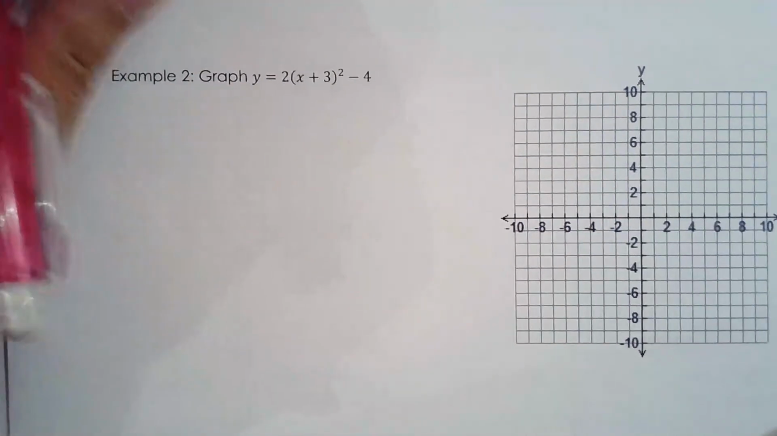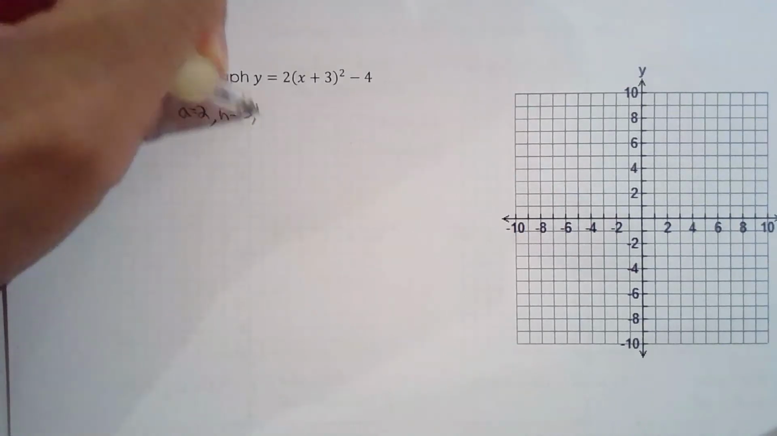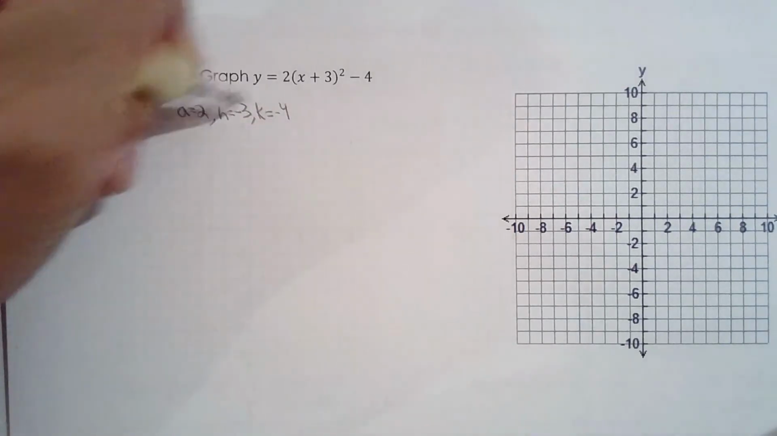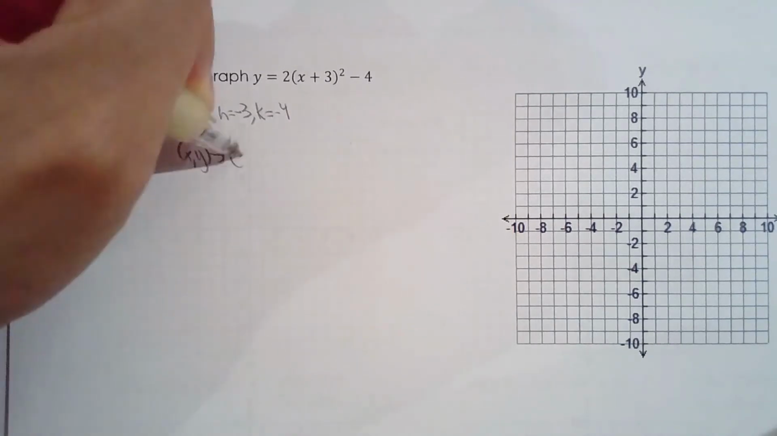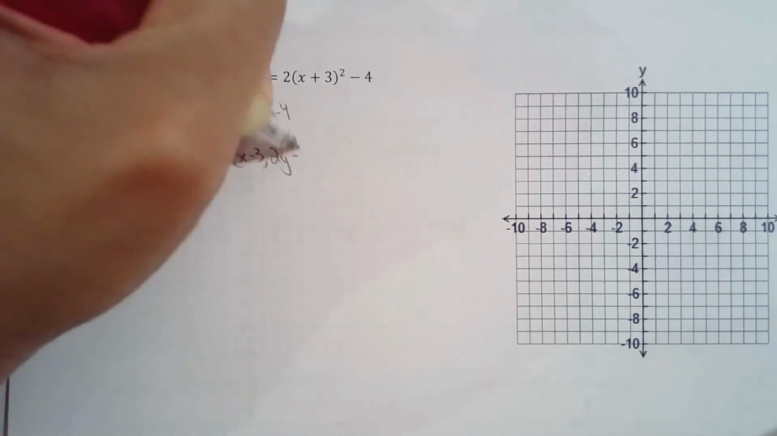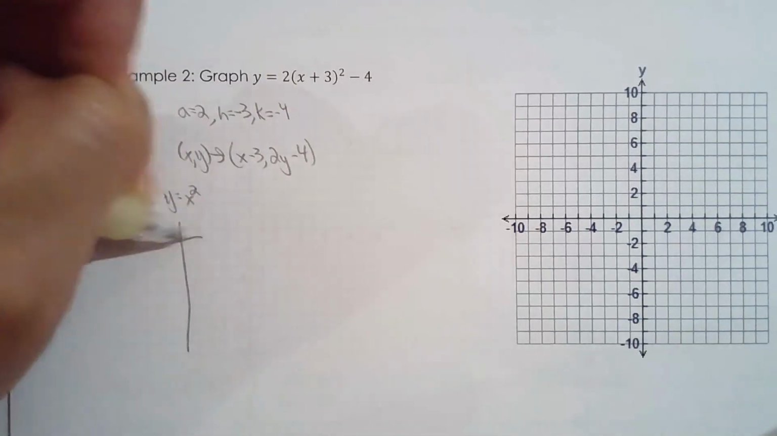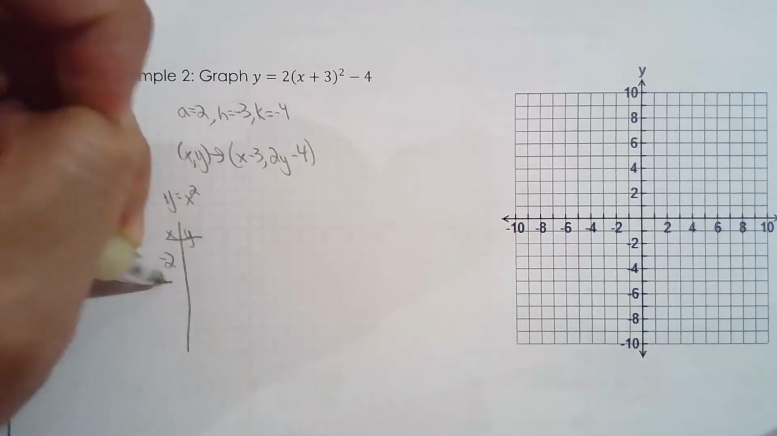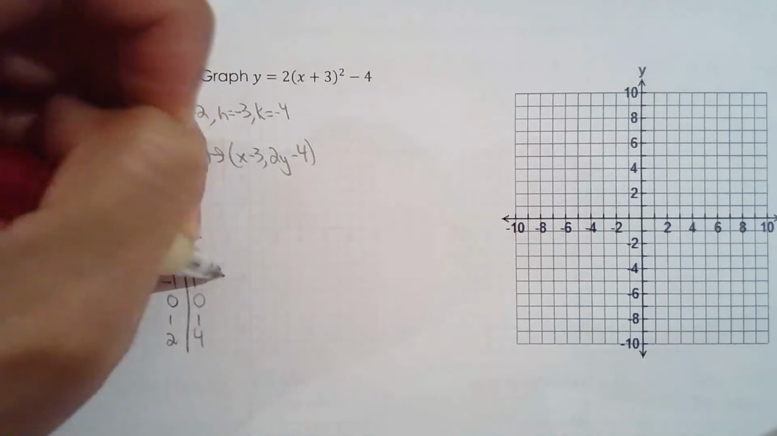Okay, so a is 2, h is -3, k is -4. Right when I write those down, I immediately tell myself what the transformations are. So it's a good habit to do that for yourself. So I wrote down the mapping rule. I write down the original points, 4, 1, 0, 1, 4.